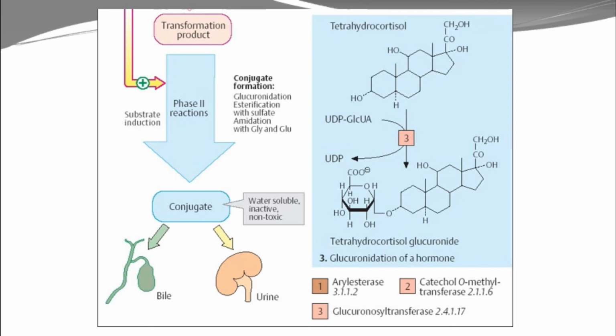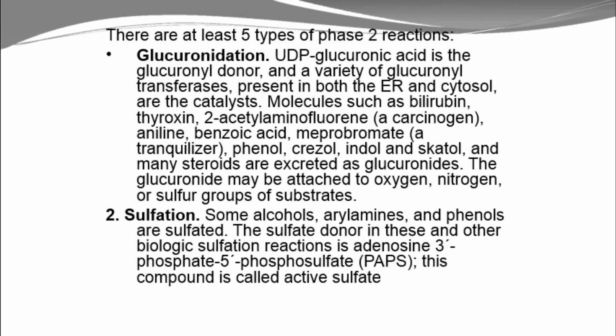So during phase 2, at least 5 types of reaction take place. This includes number 1, glucuronidation. UDP-glucuronic acid will donate glucuronide, and the enzyme glucuronosyltransferase that is present in endoplasmic reticulum and cytoplasm will do the catalysis. For example, bilirubin, thyroxine, these products can get attached with UDP glucuronic acid and may become less toxic, less active. Second reaction that takes place is called sulfation.